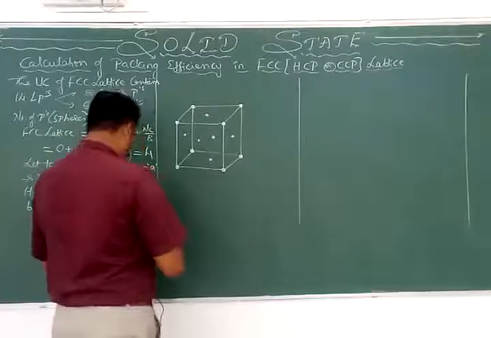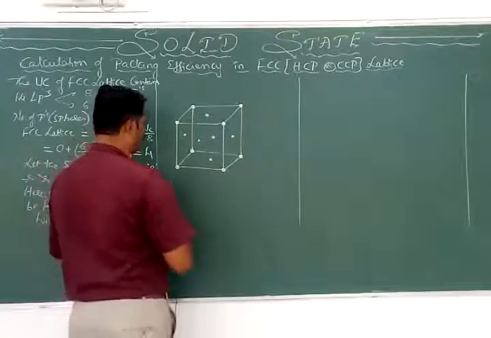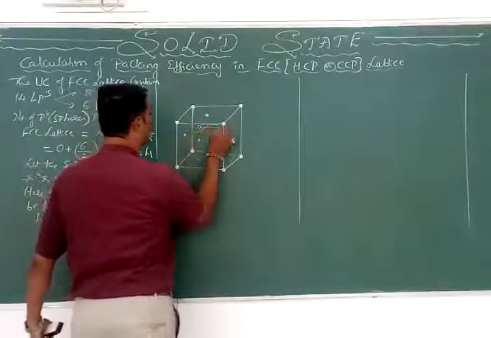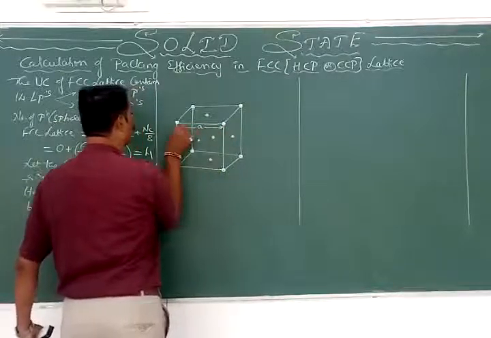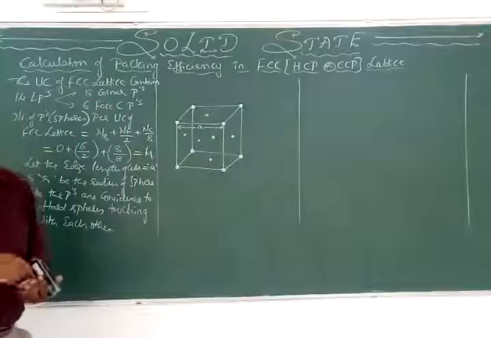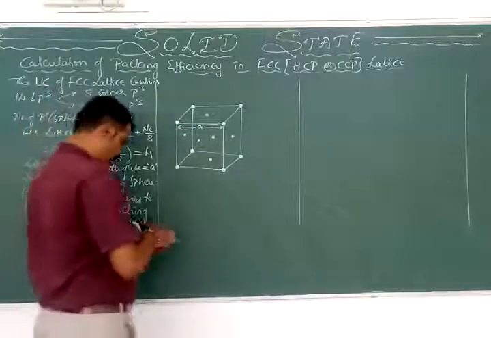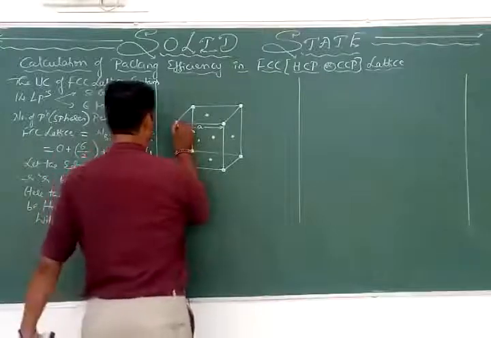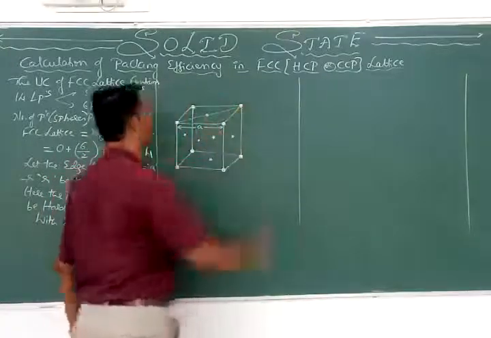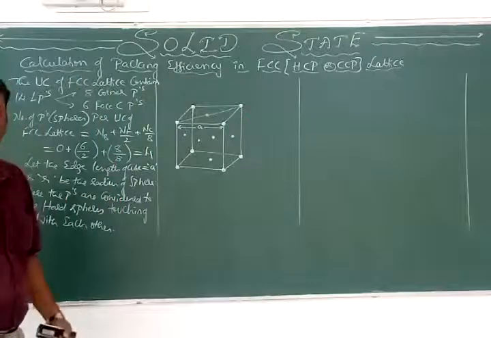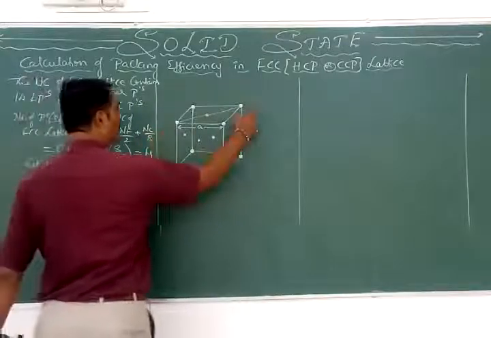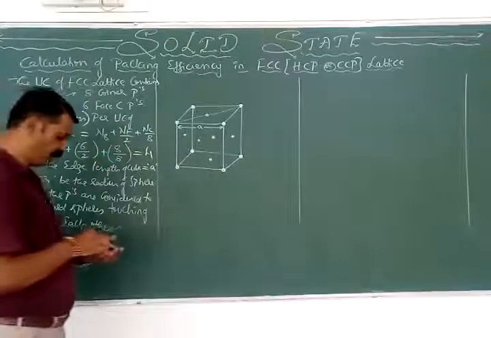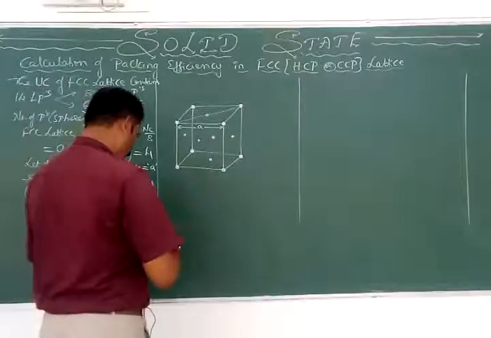Now, here we know that this is A. What is A here? It is the edge length of that cube. Now, this is called the face diagonal. What diagonal is it? Face diagonal. This is a corner particle, this is a corner particle, and this is what? The face centered particle.